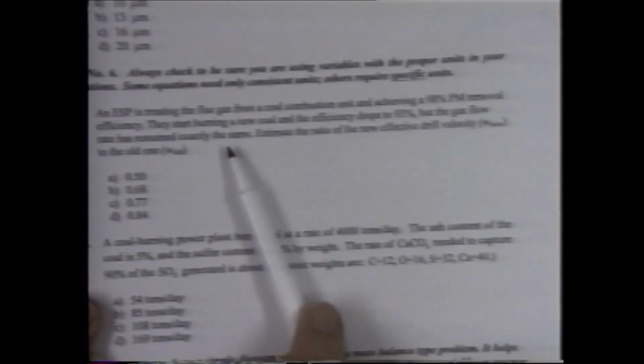Okay, question 15. An ESP is treating the flue gas from a coal combustion unit, and it's achieving 98% removal of particulate matter. But then the power plant burns a new coal, a coal from another source. The efficiency drops to 93%, but the gas flow rate has remained exactly the same. So what happened here? The properties of the dust, properties of that particulate matter have changed. And that shows up in the fact that the efficiency of collection has dropped.